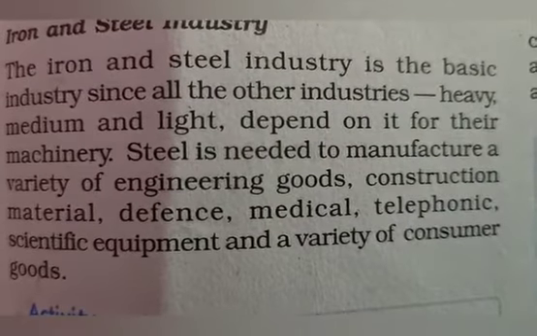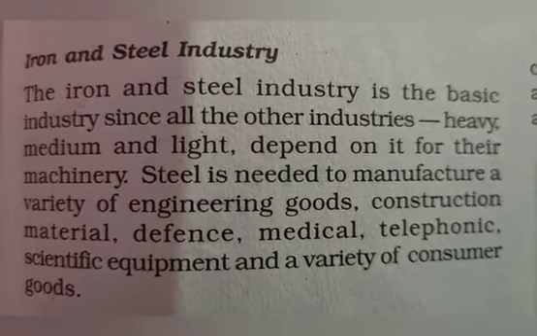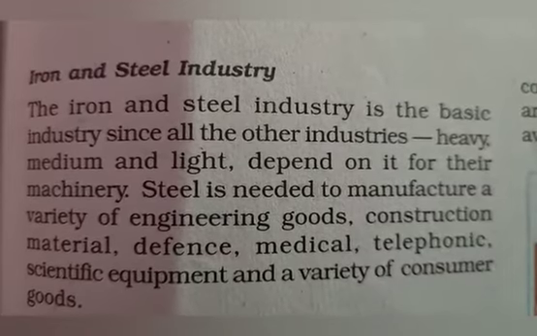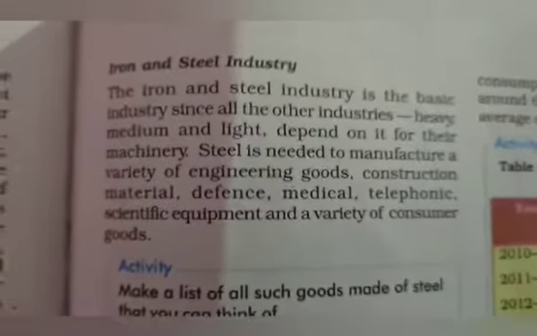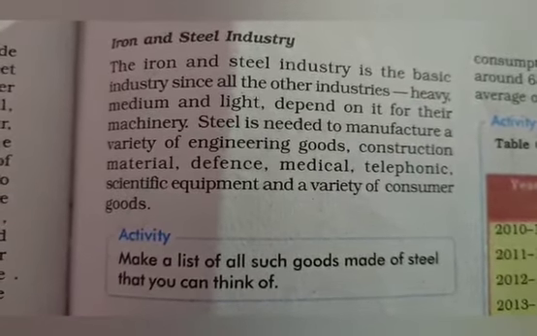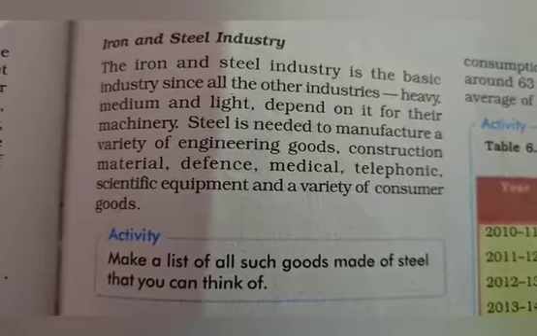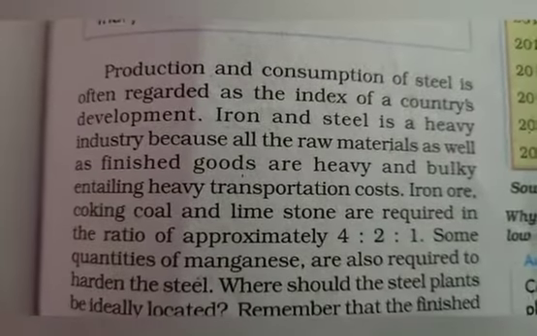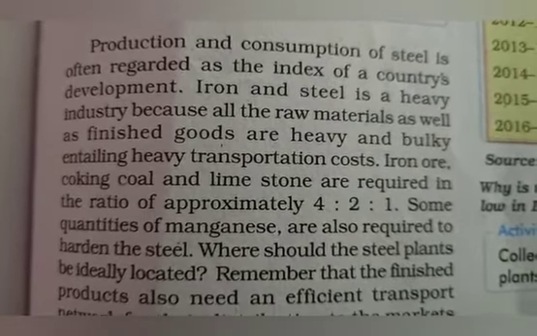since all other industries, be they heavy, medium or light, depend on it for their machinery. Steel is needed to manufacture a variety of engineering goods, construction materials, defense, medical, telephonic and scientific equipment, and a variety of consumer goods also. Can you make a list of all such goods made of steel that you can think of? So the iron and steel industry is a basic industry since all other industries, heavy or light, mainly depend on it. Production and consumption of steel is often regarded as the index of a country's development.